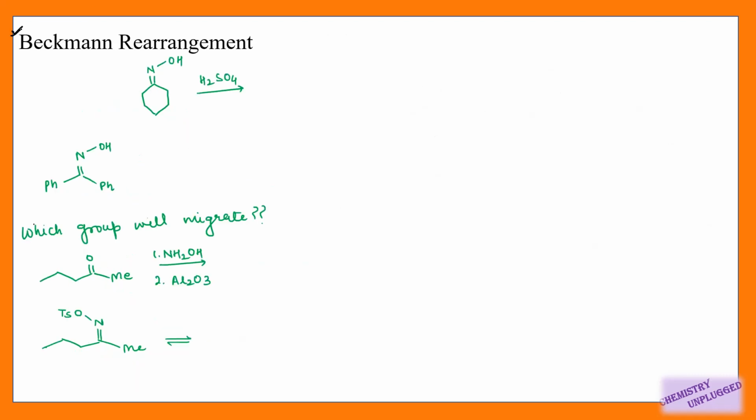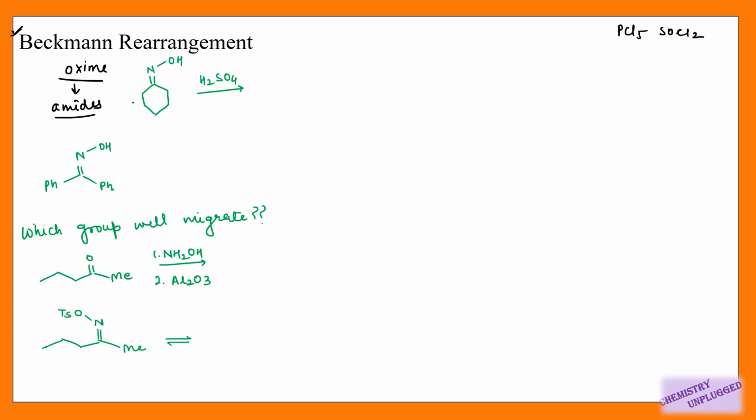Next is the Beckmann rearrangement. It is a very important reaction. This reaction is possible over oximes and we use acid for it. We can use a protonic acid as well as other acids like PCl5, SOCl2. This reaction is possible over cyclic as well as acyclic oximes, and they will give us amides. First we will take an example based on a cyclic oxime.